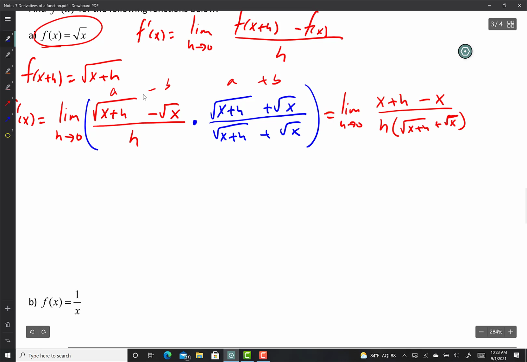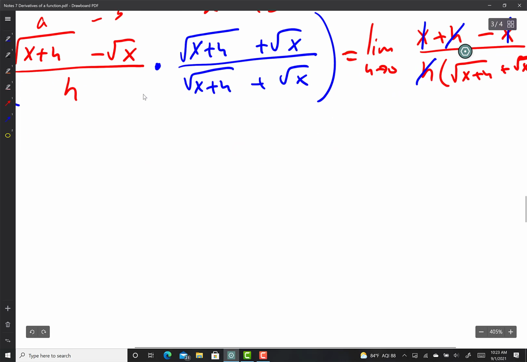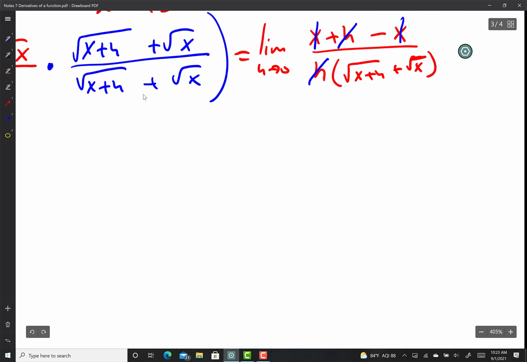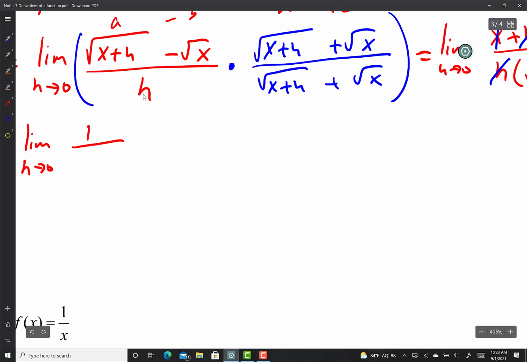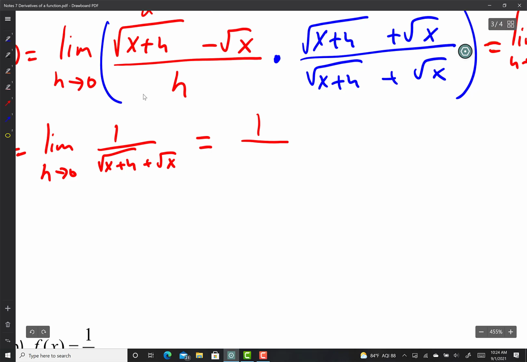Okay, here we go. What zeroes out? Now that you've zeroed out the x's, can I cancel the h's out? Yes. Now that you've done that, we still haven't evaluated the limit, so I'm going to keep writing the word limit. f prime of x is equal to limit as h approaches 0 of 1 over square root of x plus h plus square root of x. Now I'm going to evaluate the limit. h is approaching 0, so I have 1 over square root of x plus square root of x.